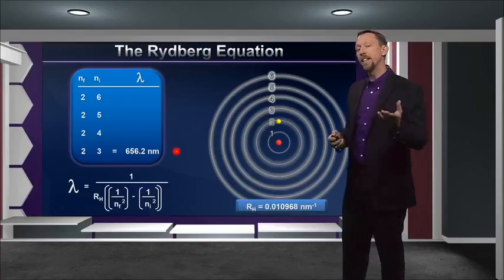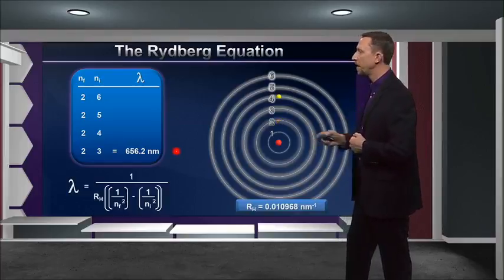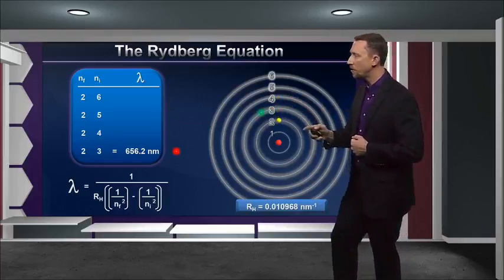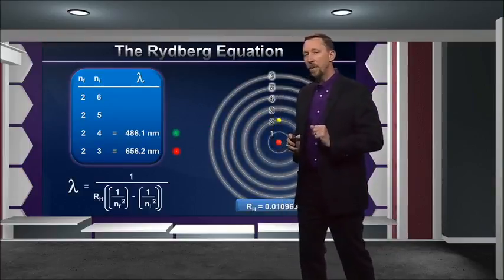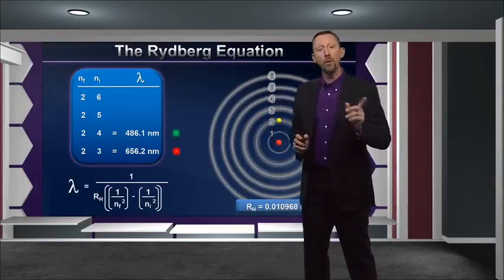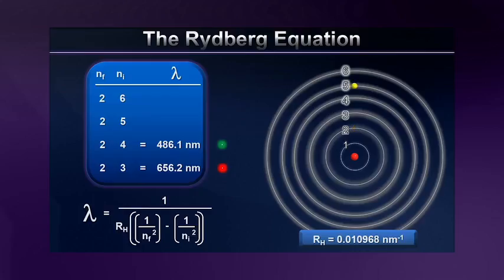Now, if instead the electron falls from the 4th energy level to the 2nd, let's reset that. Here comes my electron. It falls. It emits another photon. But in this case, Rydberg's equation predicts that it will be a green photon with a wavelength of 486 nanometers. And if we go from 5 to 2, as you might imagine, it emits a photon of blue light. And from 6 to 2, a photon consisting of violet light.